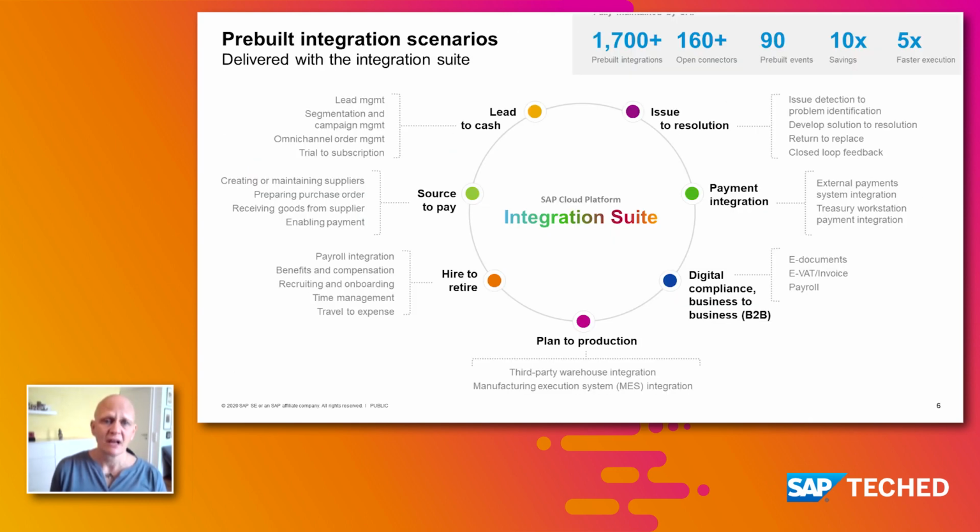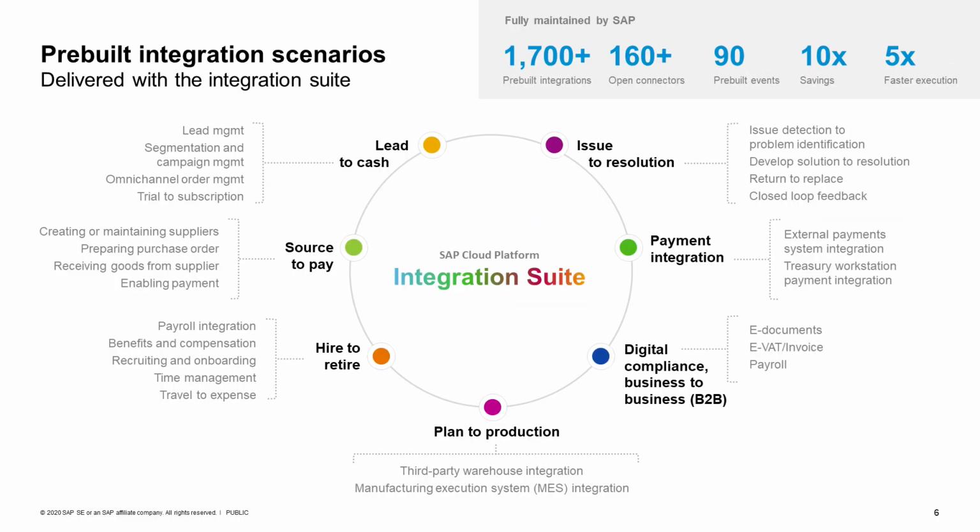At the API Business Hub, more than 1,700 pre-built integration flows and value mappings and more than 160 open connectors are available. Integration content across all different critical core business processes is delivered, such as lead to cash, source to pay, and many others. Later in a demo, I will show you campaign management as one example. SAP provides full support and updates of all the available content, which reduces the effort required when application interfaces change.